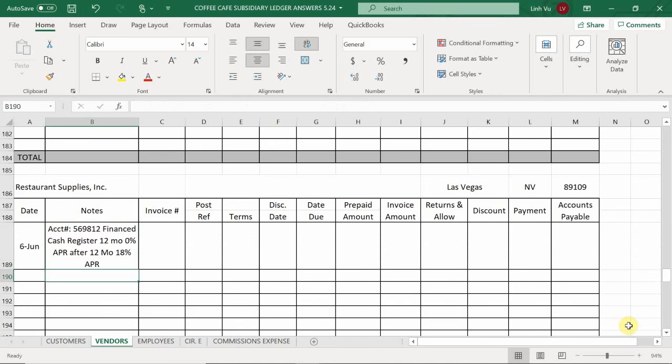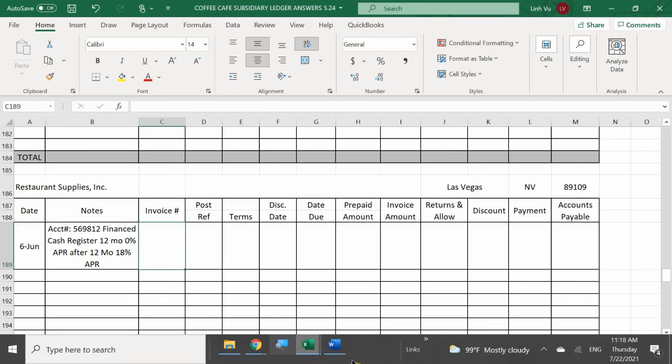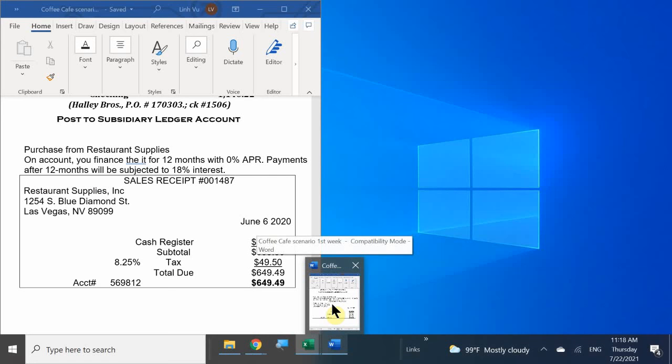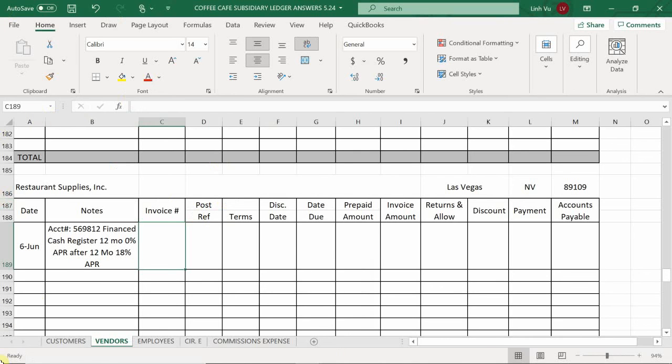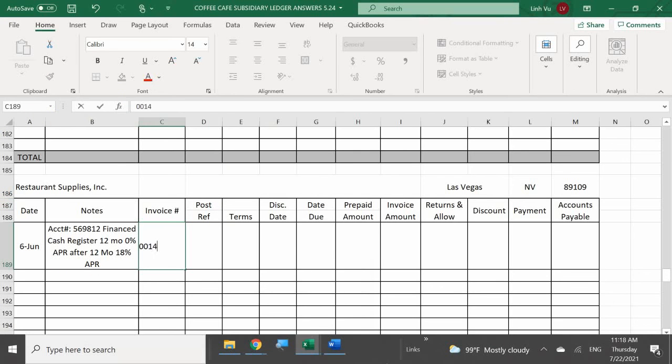Now, once again, I didn't receive my bill from Restaurant Supplies just yet to tell me how much I need to make a payment for. So therefore, I don't have a minimum payment, or I don't have a clue until I receive my first bill from them. However, I purchased this from the store. So what was my sales receipt number that I need to make a reference for? In this case, my sales receipt number is 001487. That's proof that I purchased from the store.